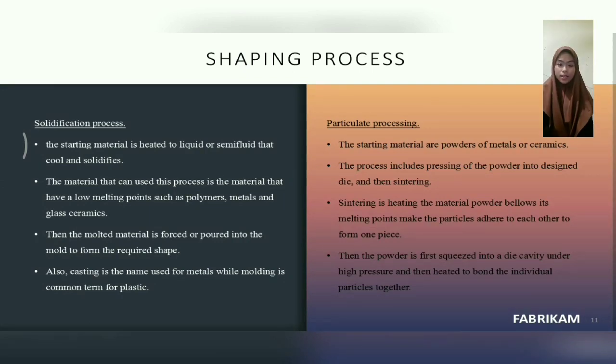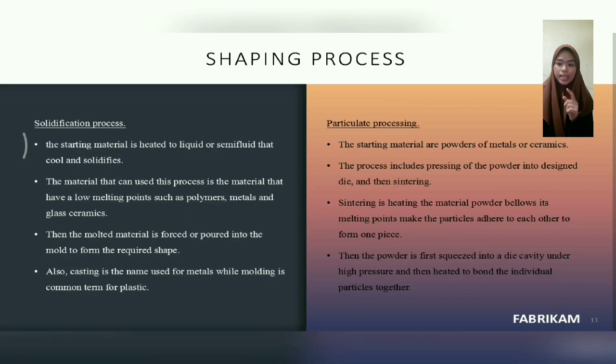Okay, what is the solidification process? The starting material is heated to a liquid or semi-fluid that cools and solidifies. The materials that can use this process are materials that have a low melting point, such as polymer, metal, glass, ceramic. Then the melted material is forced or poured into the mold to form the required shape.